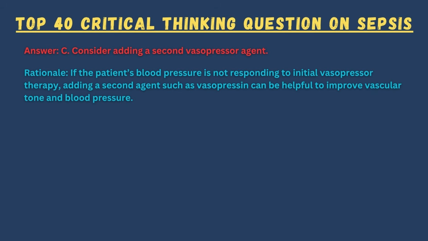Answer: C. Consider adding a second vasopressor agent. Rationale: If the patient's blood pressure is not responding to initial vasopressor therapy, adding a second agent, such as vasopressin, can be helpful to improve vascular tone and blood pressure.